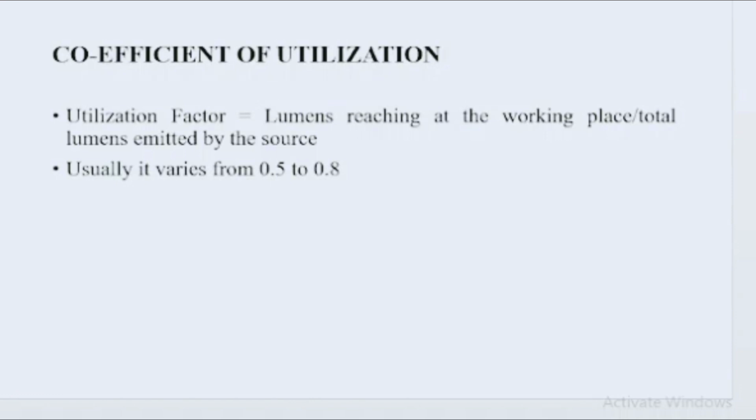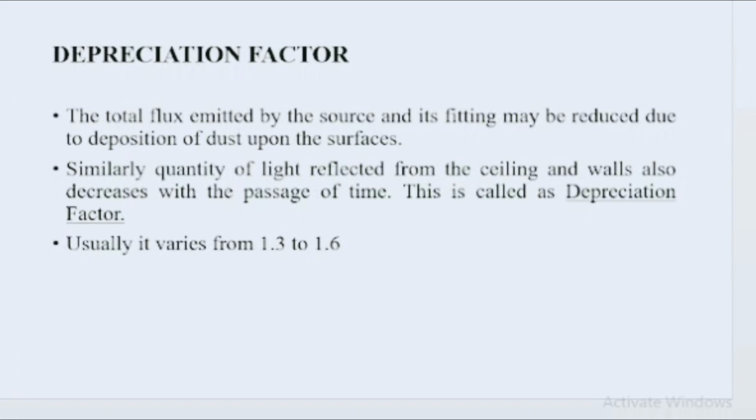Next one is depreciation factor. The total flux emitted by the source and fitting may be reduced due to deposition of dust upon the surface. So we are placing certain lights on the ceiling. If we clean them, the brightness will remain the same. If we leave them for months together, the brightness will reduce because dust will be covering the lights, so that very little reaches the surface. So what can we say depreciation factor is?